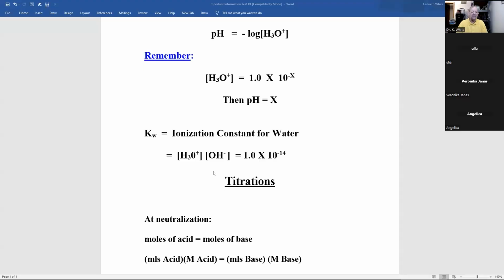But back to that problem. Sorry about the sidetrack, but all right. So the ionization constant equals hydronium times hydroxide equals 1.0 times 10 to the minus 14.